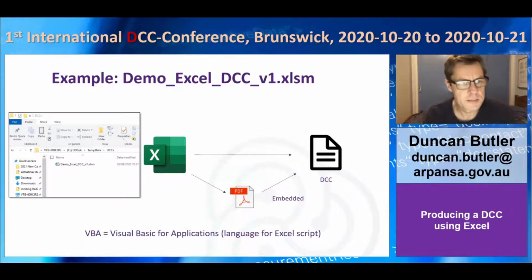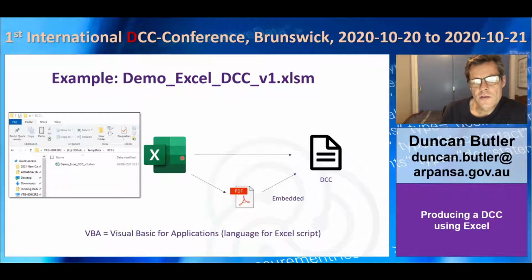I'm going to talk to you about a way of producing a digital calibration certificate from an Excel file. There's an example which hopefully you can get attached with this presentation, and one of the key things of doing this is that I've included a way of creating a PDF and embedding that in the DCC. And that might be useful if your clients are not demanding a DCC. In our case, they're probably going to want the PDF for quite a while.